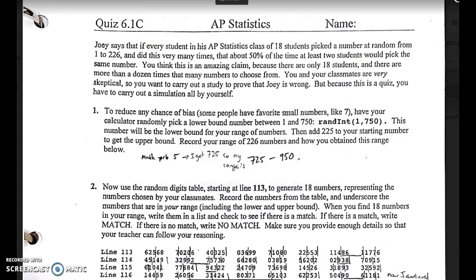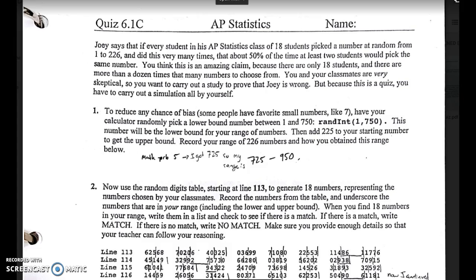Okay, we're looking at the 6.1c practice quiz. It says, Joey says that if every student in his AP Statistics class of 18 students picked a number at random from 1 to 226 and did this very many times, that about 50% of the time, at least 2 students would pick the same number.